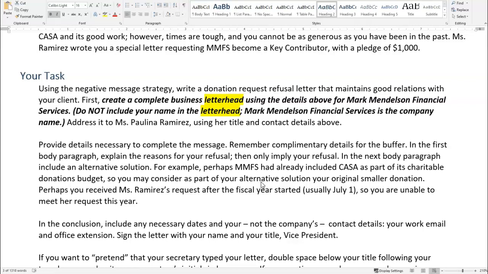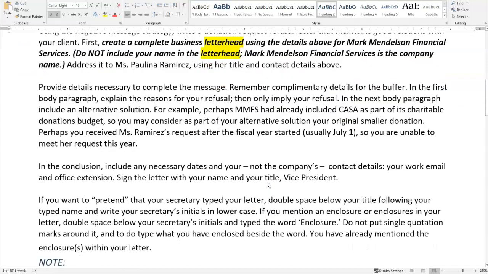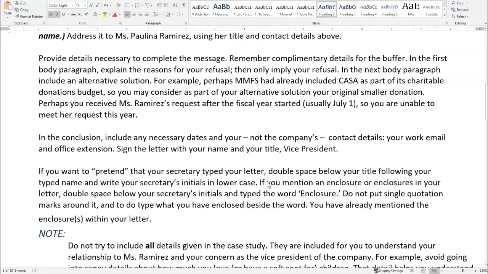So you're letting the recipient know that you know what he or she has asked, that you've read the letter or the email and you know what the person's asking. So you always make reference to the person's request. And then, of course, I've already told you in the conclusion, you're going to include any necessary dates and your company, not the company's contact details, your contact details, your work email and office extension, and sign the letter with your last name and your title as Vice President, comma, Mark Mendelson Financial Services.